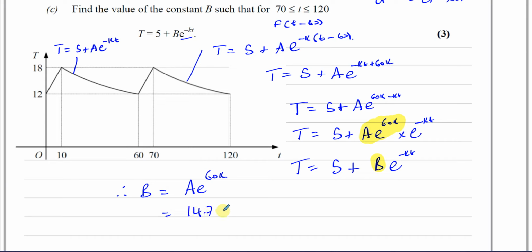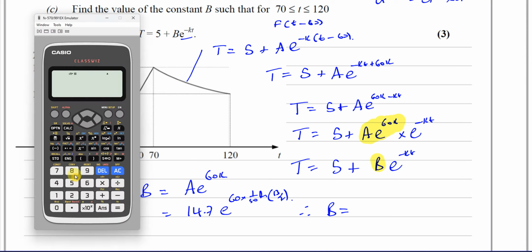It's 14.7 times e to the power of 60 times, and we have 1 over 50 ln of 13 over 7, which is our k, which we have saved in our calculator. So therefore B is equal to, we can just use the values in the calculator. So we have 14.7, which we saved as our A, times e to the power of 60 times our value of k, which we stored as C.